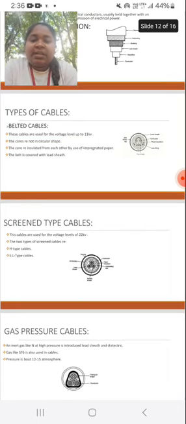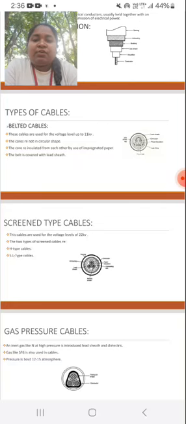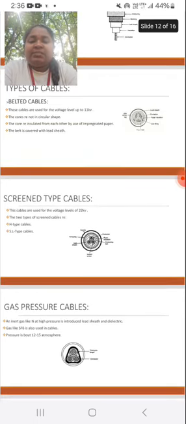Next one, screen type cables. These cables are used for voltage levels of 22 kV. The 2 types of screen cables are H type cables and SL type cables. You can see the screen type cables in the figure below.